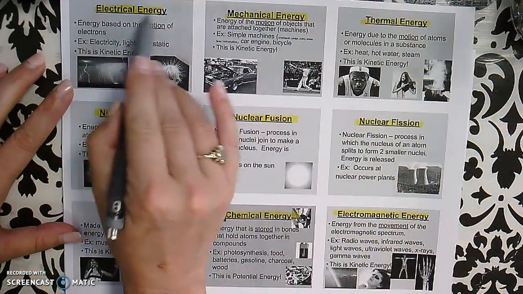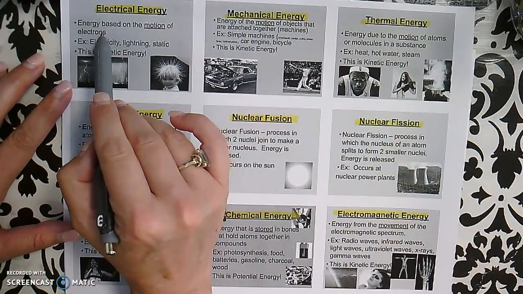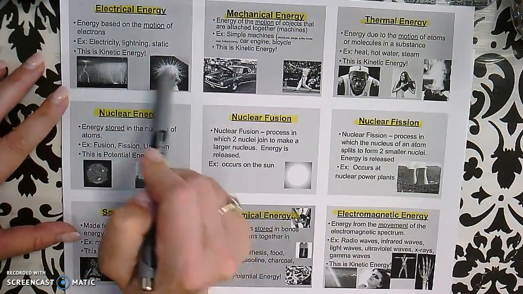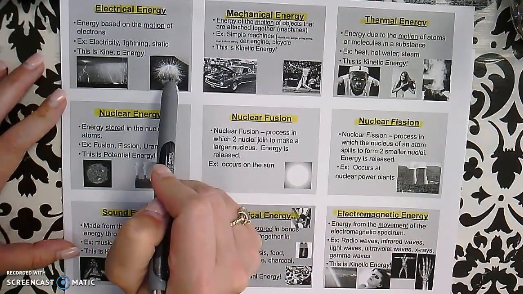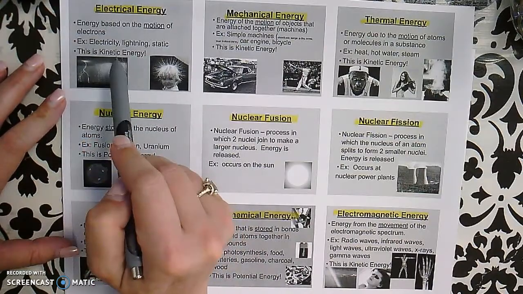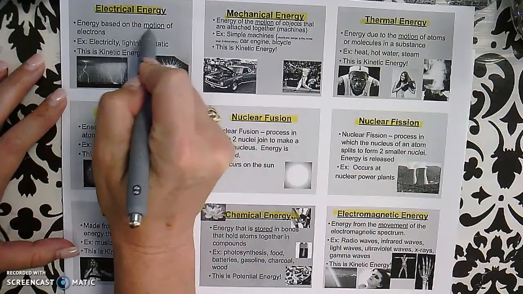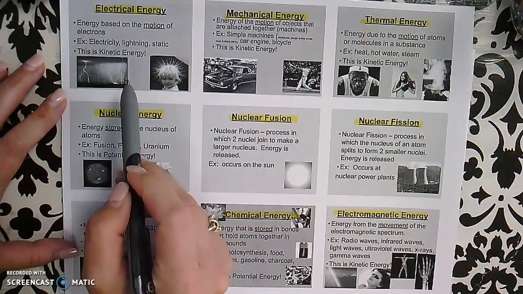We have electrical energy, and that is energy based on the motion of electrons. So that could be electricity, that could be lightning, that could be static, like you get in your hair or your clothes when they come out of a dryer. And this is a form of kinetic energy because it has the word motion in it. Kinetic energy has to do with anything that is moving.